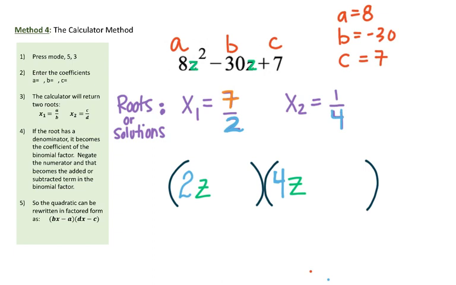But the thing to remember is you reverse the sign. So here we have plus 7. So in the root, we make it minus 7. Here we have plus 1, so in the root we make it minus 1.